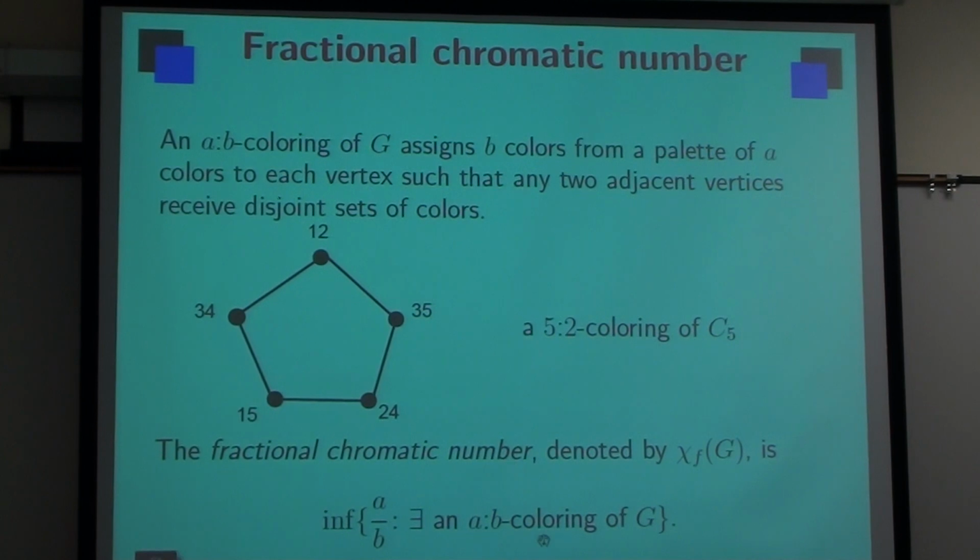Now we consider the ratio. The fractional chromatic number is defined this way: you take the number of colors you use divided by how many colors each vertex receives, and you take the infimum. In fact, there is always a coloring that achieves this number, so you can replace the infimum by the minimum. This example shows you can have a 5-to-2 coloring for C5, and you can show this is the best possible.